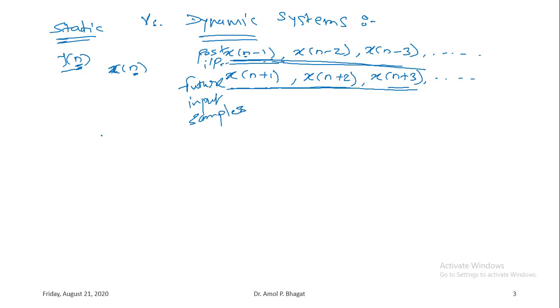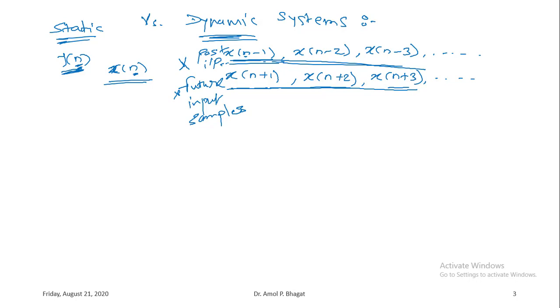So in case of static systems, the output y of n depends on the current input sample or the present input sample, but it does not depend on past or future input samples. If it depends on past or future input samples, in that case the system is called a dynamic system. Right? So in case of a dynamic system, output may depend on the current input sample as well as on past and future input samples.